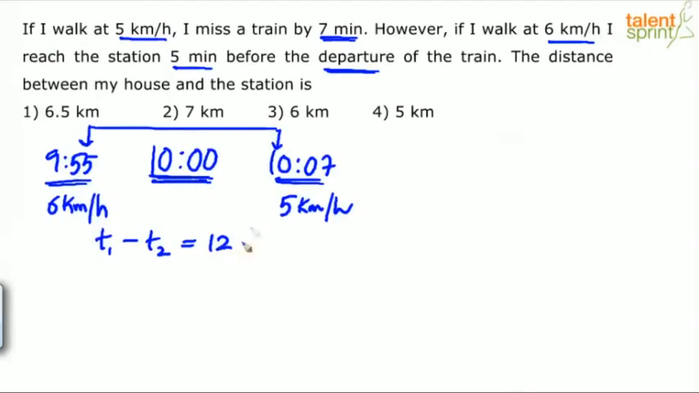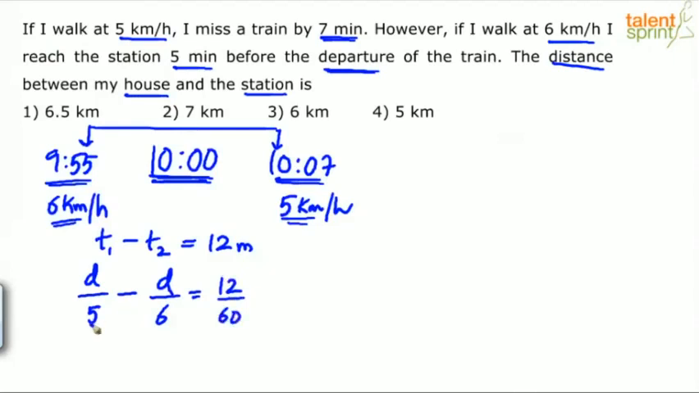Right? 12 minutes. Now what is time? Distance by speed. So distance, let us assume, is d. Which distance? The distance between the house and the station. We are assuming it to be d. d by speed. Distance by speed. What was the speed initially? 5. d by 5 minus T2. Distance remains same. Speed is 6. Equals 12 minutes. The only challenge here is that the 5 and 6 values are in kilometers per hour and 12 is in minutes. So how do you convert minutes to hours? Divide by 60. So this is d by 5, d by 6 and 12 by 60 hours now.